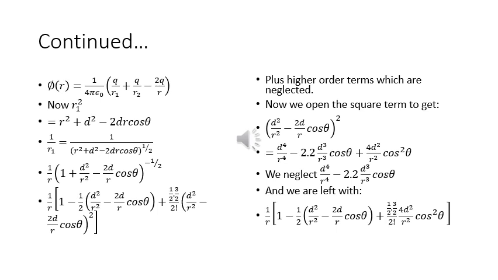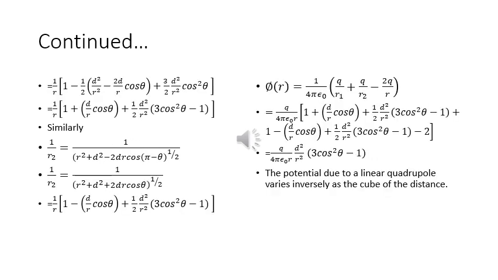We will neglect d to the power 4 upon r to the power 4 and 2 into 2 d cubed by r cubed cos theta. We will be left with 1 upon r (1 minus half d square by r square minus 2d upon r cos theta plus half 3 by 2 upon 2 factorial 4 d square by r square cos square theta). Continuing, we will get 1 upon r (1 minus half d square by r square minus 2d upon r cos theta plus 3 by 2 d square by r square cos square theta), which is equal to 1 upon r (1 plus d upon r cos theta plus half d square by r square (3 cos square theta minus 1)).